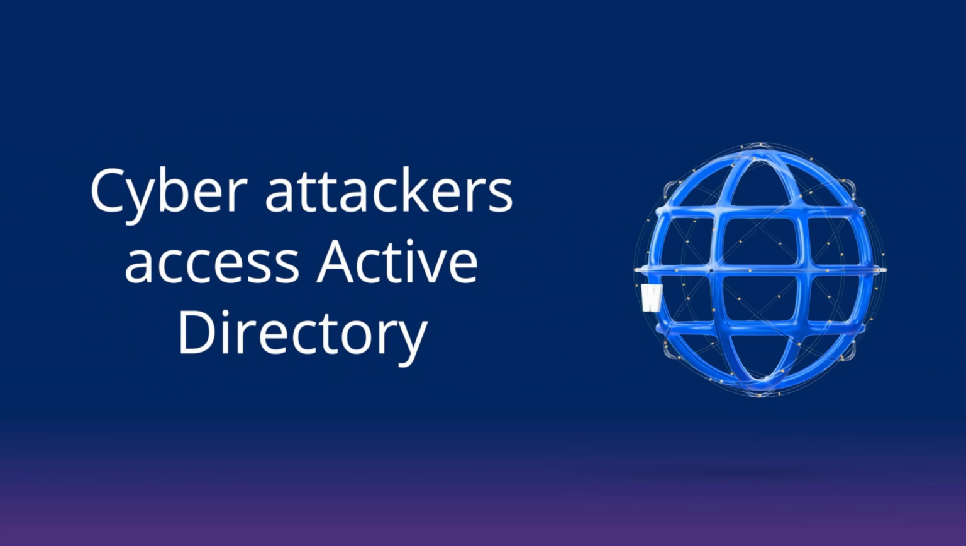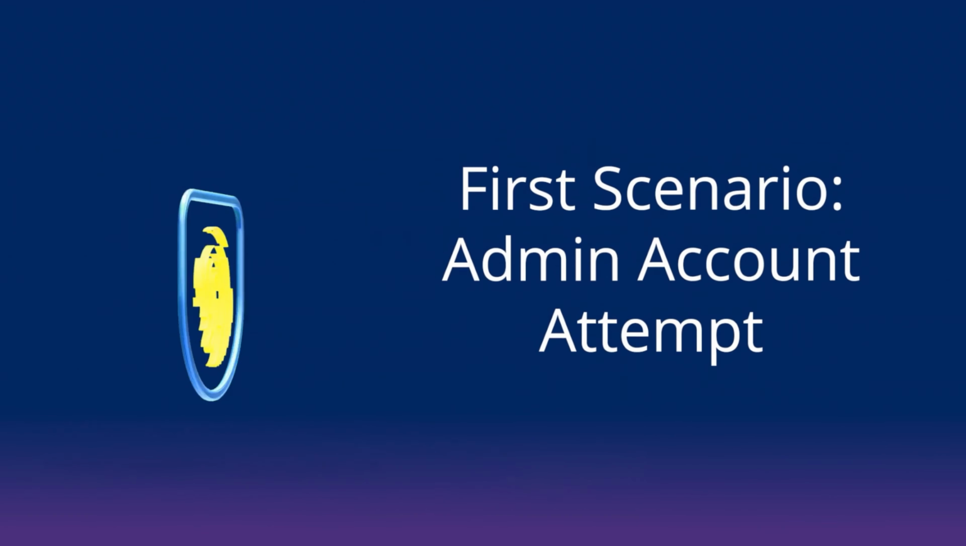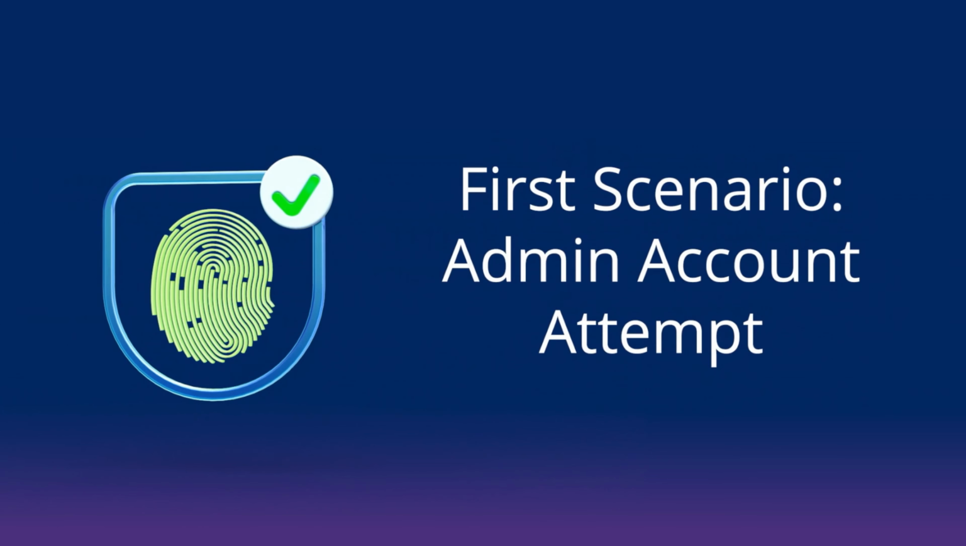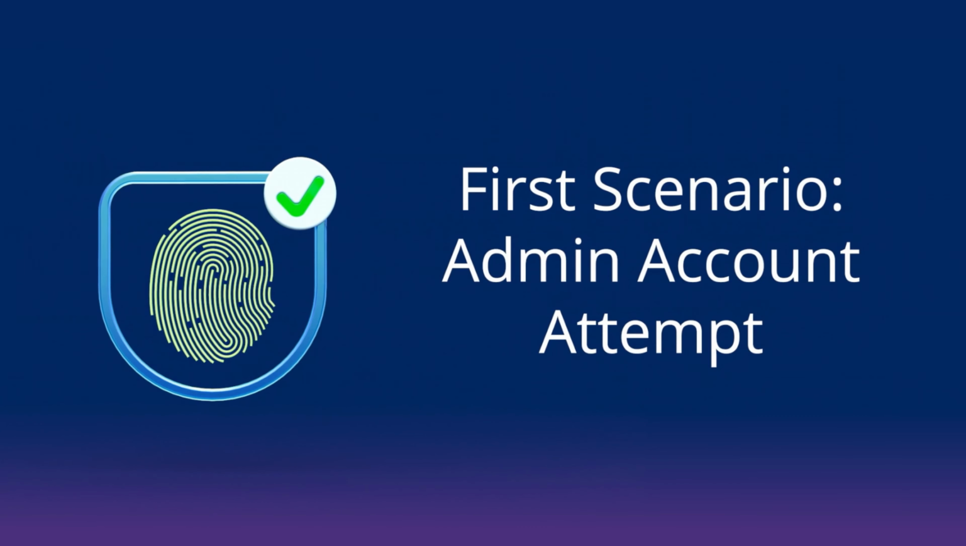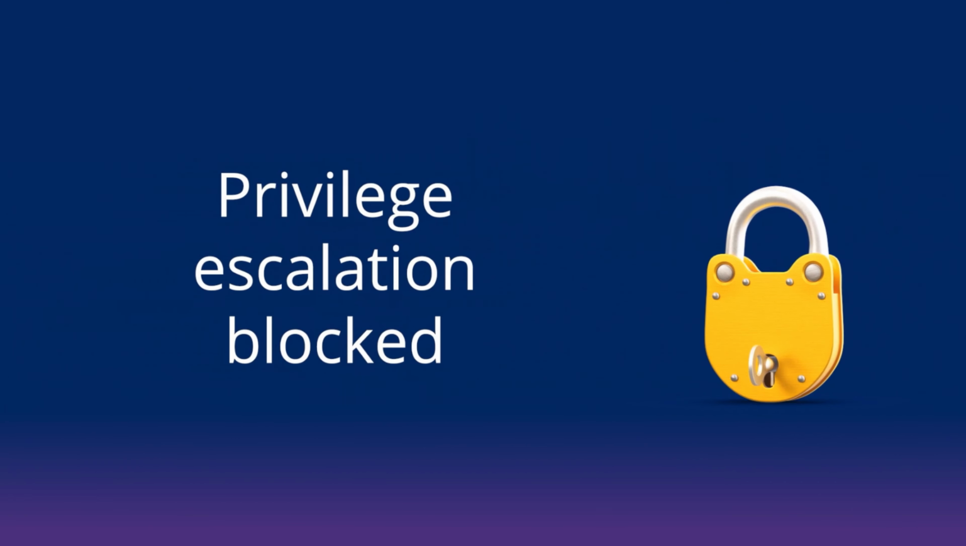Cyber attackers start to access your Active Directory from the internet. In the first scenario, a bad actor gains access to the network using valid credentials. They attempt to reach the domain controller and escalate privileges by creating an admin account. Access is restricted to a read-only domain controller, enforced and filtered by Certes DPRM. Since write access is blocked, the attacker is unable to escalate privileges or compromise Active Directory. Certes DPRM effectively stops the attack at this point.